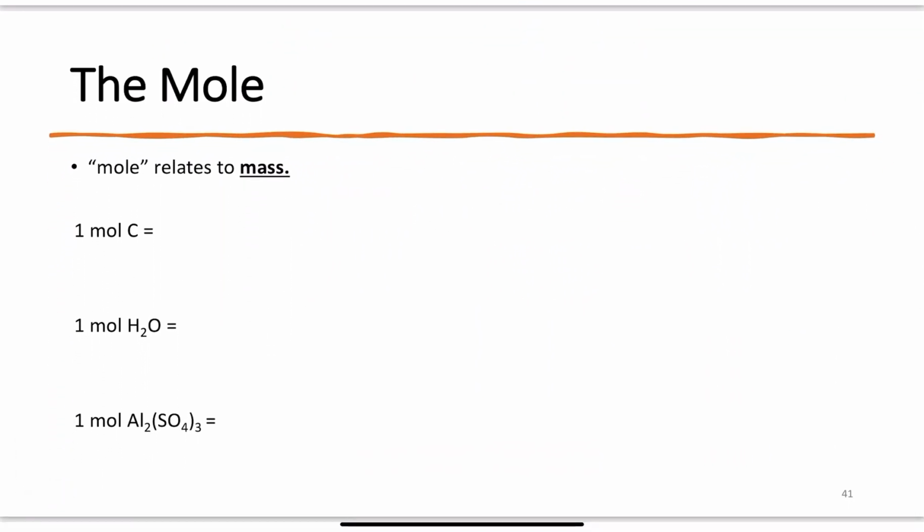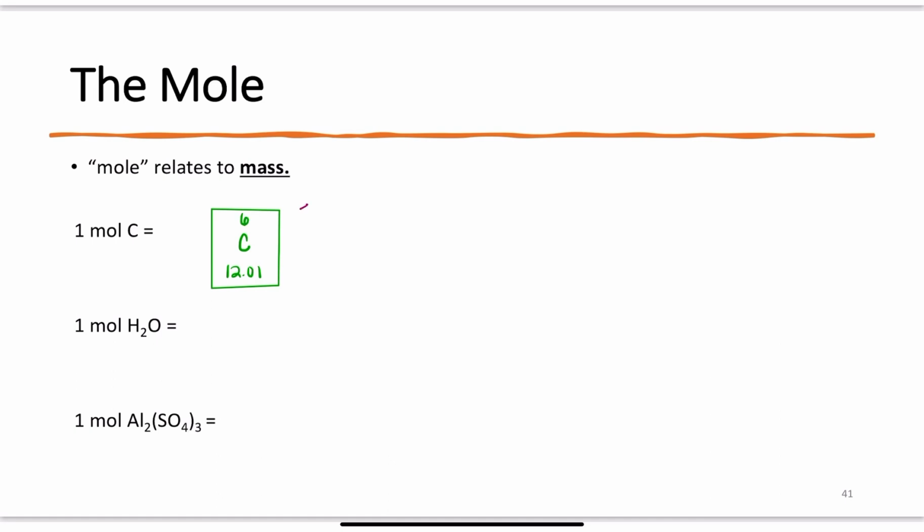So we've talked about converting between moles and atoms of things, but what if we want to start using it for actual elements? How do we do this? Well, the mole, this word mole, relates to mass. 1 mole of carbon, if I look at the periodic table and I look up carbon, I'm going to find a box that looks something like this. It's going to have a C in the middle, it's going to have a 12.01 in the bottom, and it's going to have a 6 in the top.